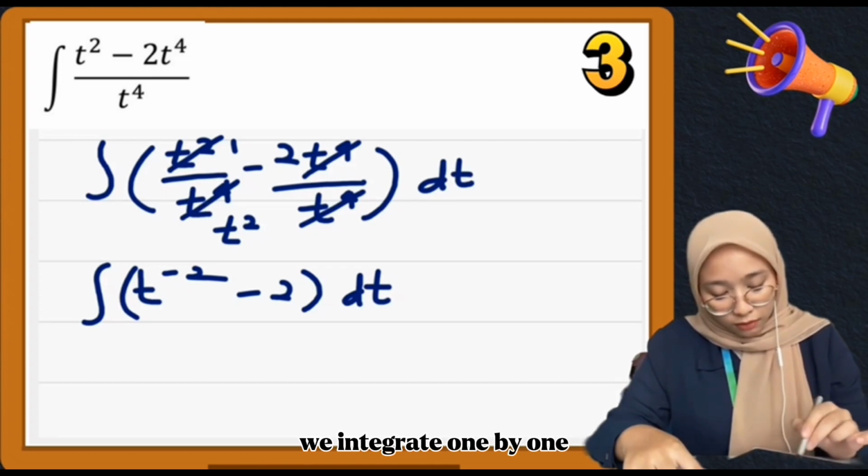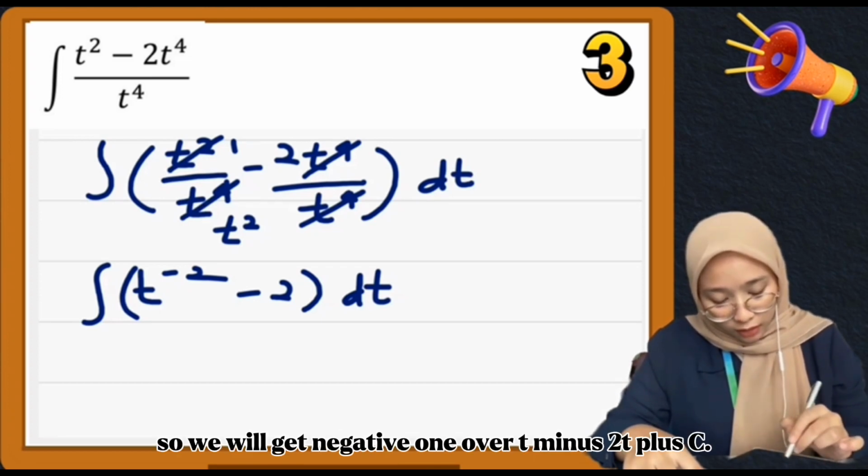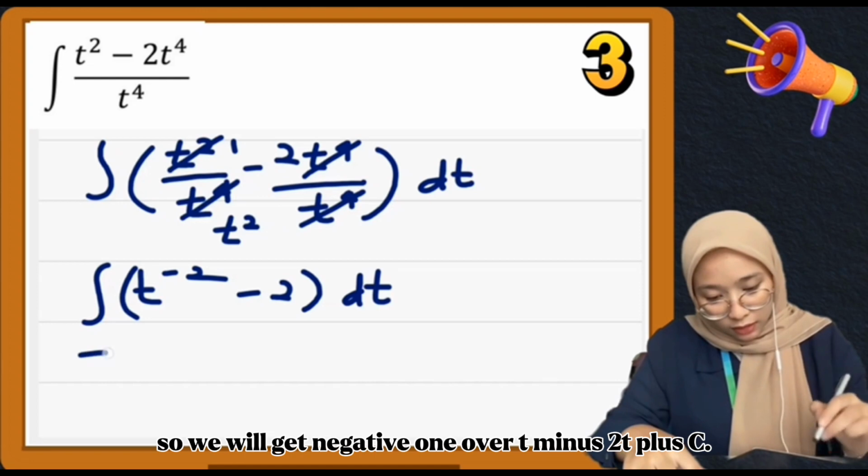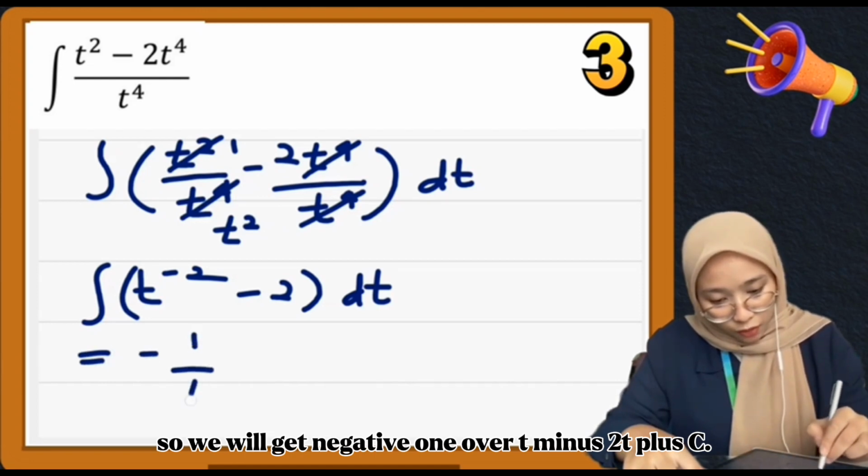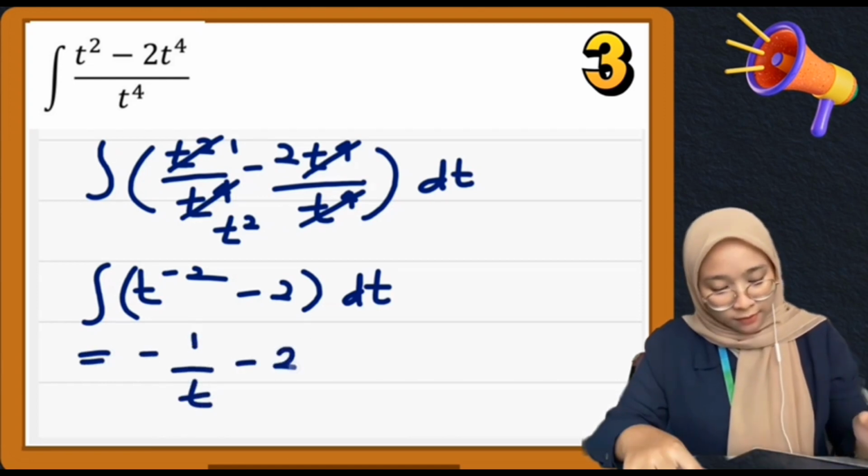We integrate 1 by 1, so we will get negative 1 over t minus 2t plus c.